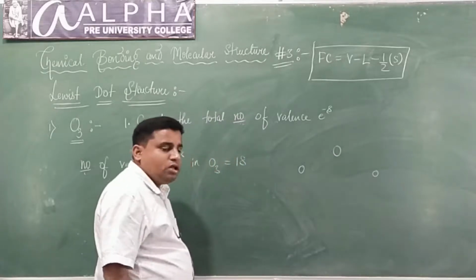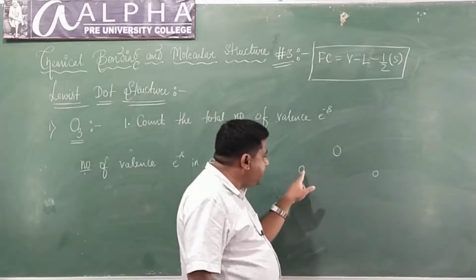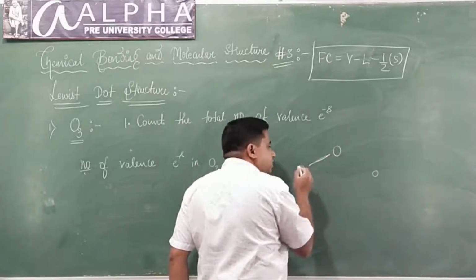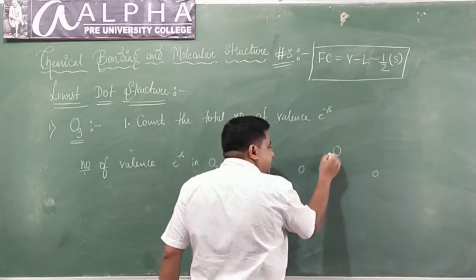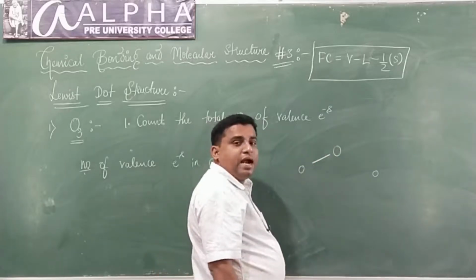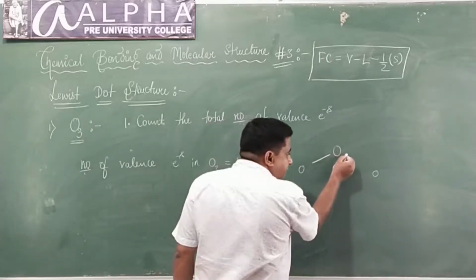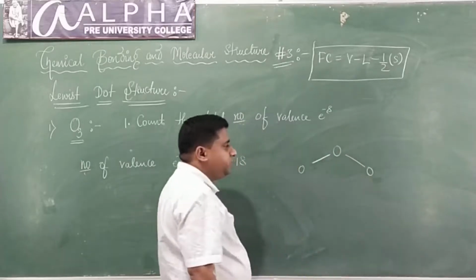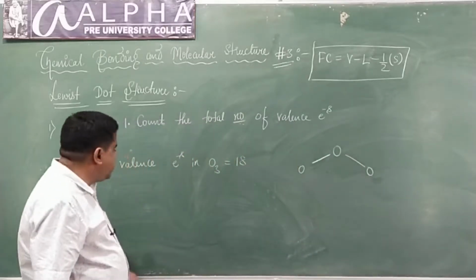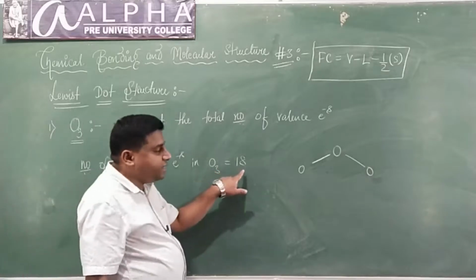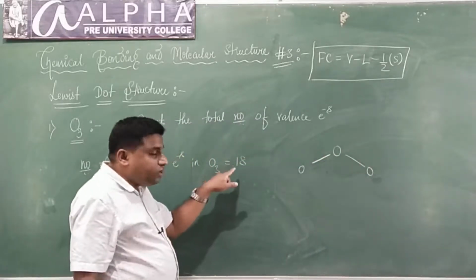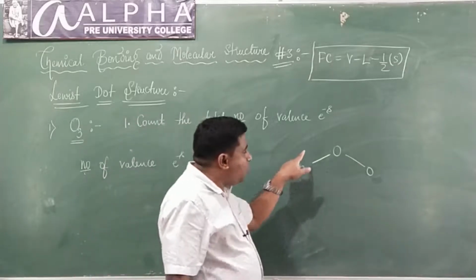Now join the central atom and the terminal atom by single bond, like this, single bond. Clear? Now distribute these 18 valence electrons among the 3 oxygen atoms.